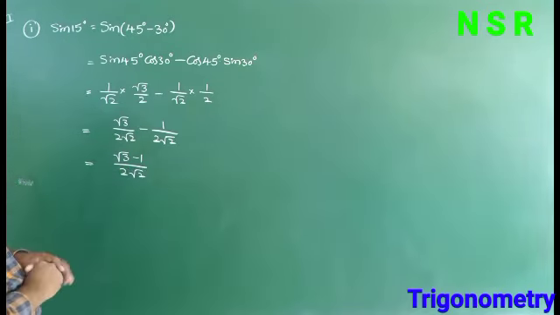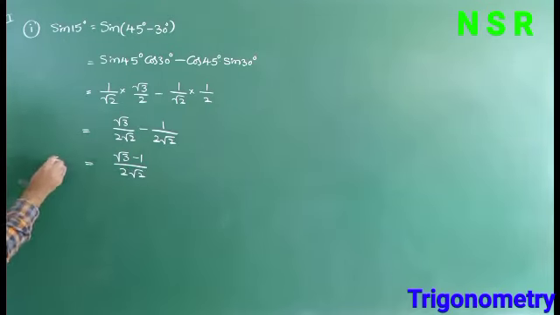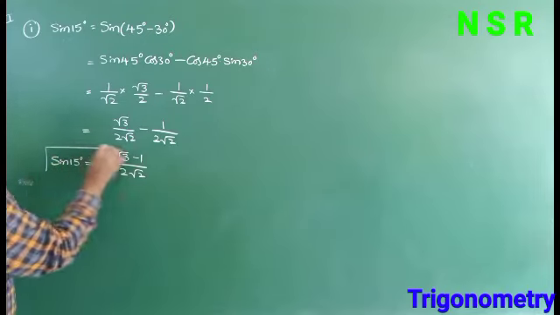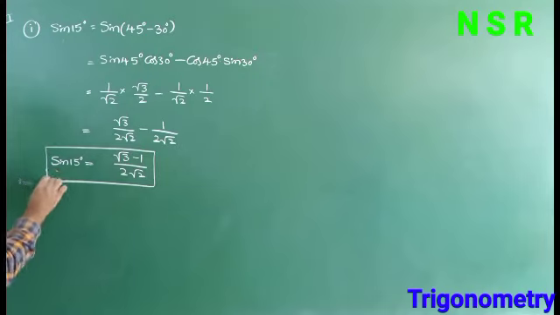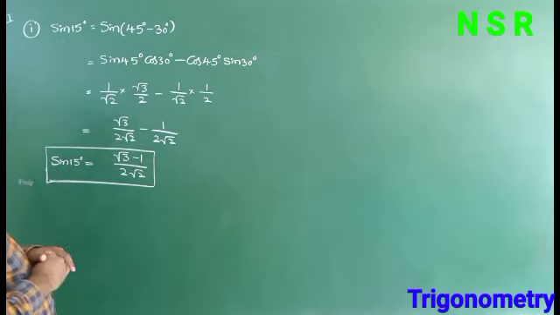So here the LCM is 2 root 2. So the sin 15 value is equal to root 3 minus 1 by 2 root 2.